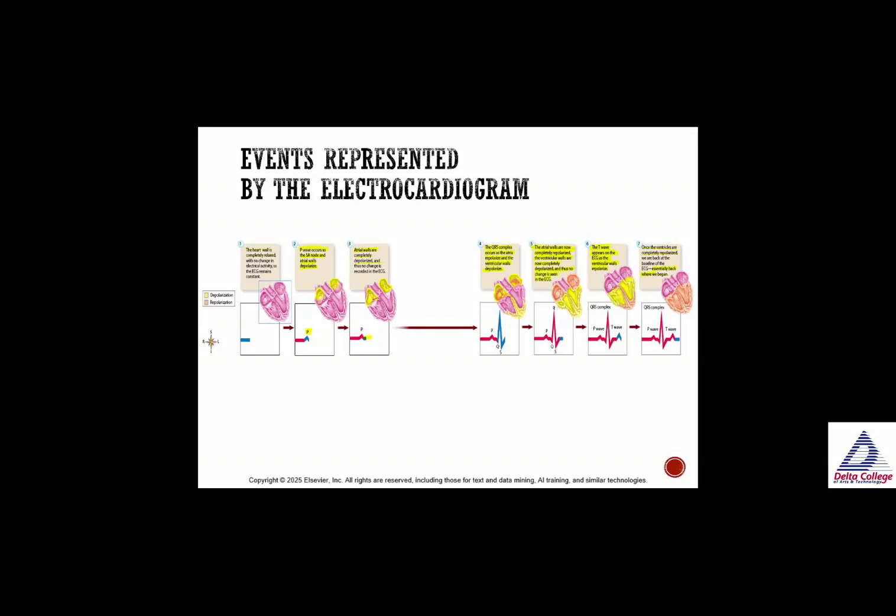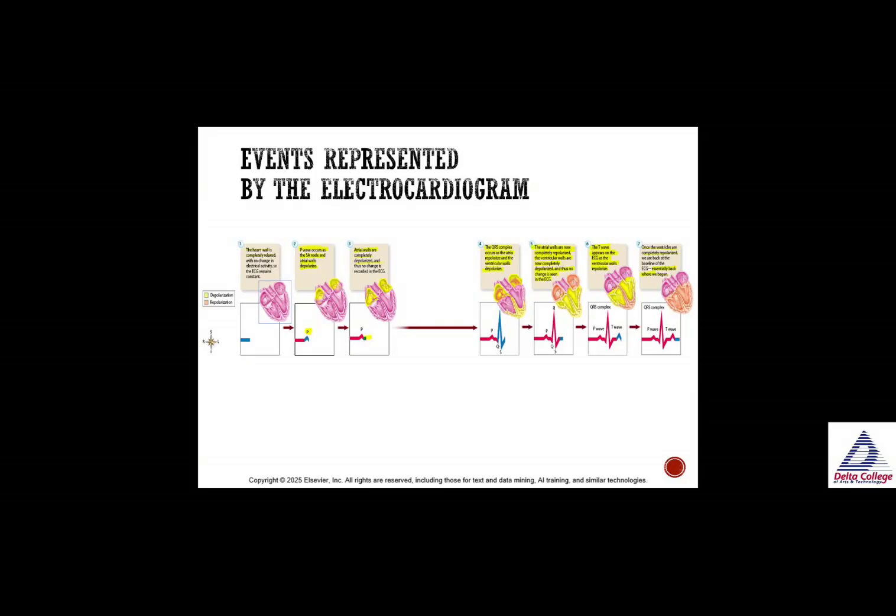So here again, this is the breakdown of what you're going to see of one heartbeat on an EKG. An EKG is going to be showing a whole bunch of these in a row. But let's break down what's happening here. So number one, this is where the heart wall is completely relaxed. There's no change in electrical activity, so it's just a straight little line. Then there's a little jump up. That is the P wave. The P wave occurs as the SA node and the atrial walls depolarize.